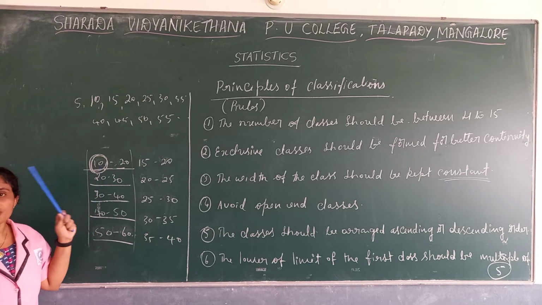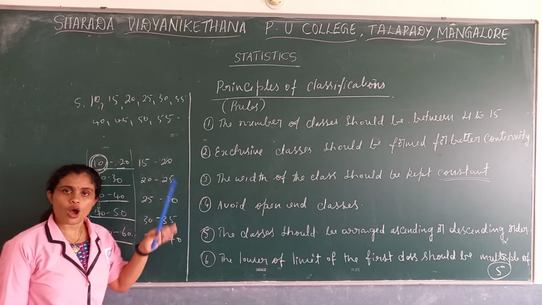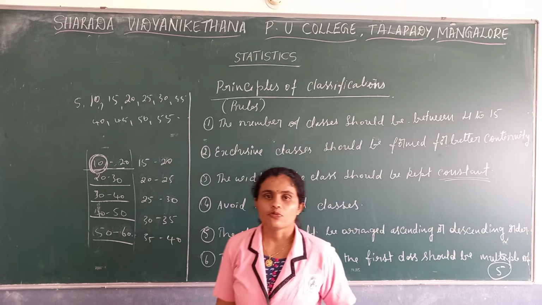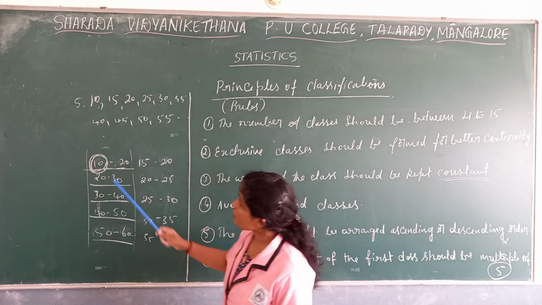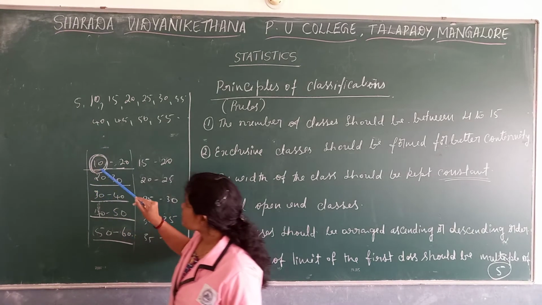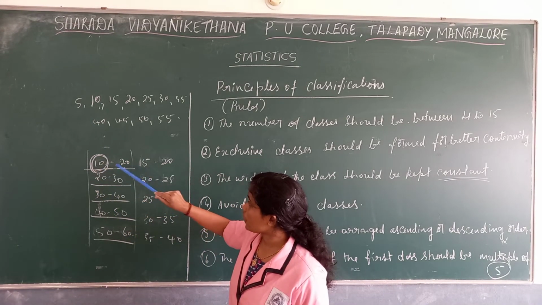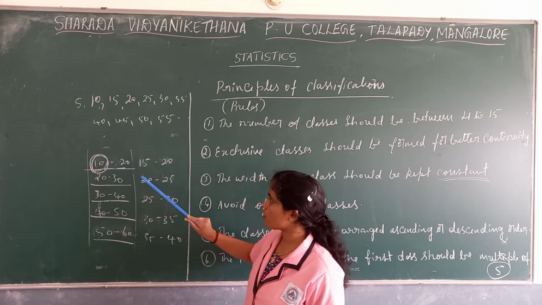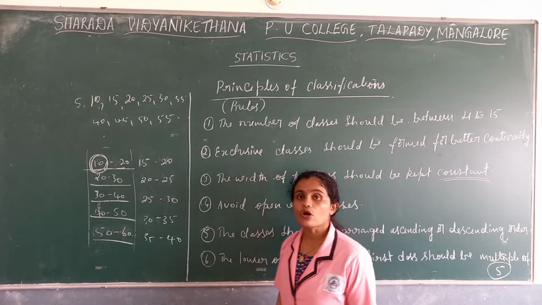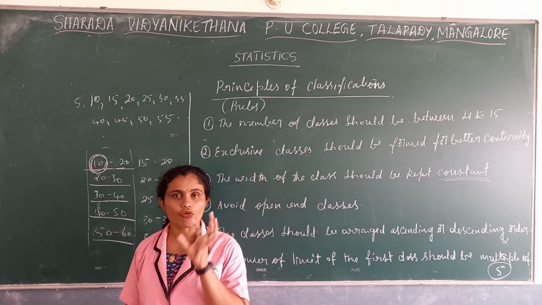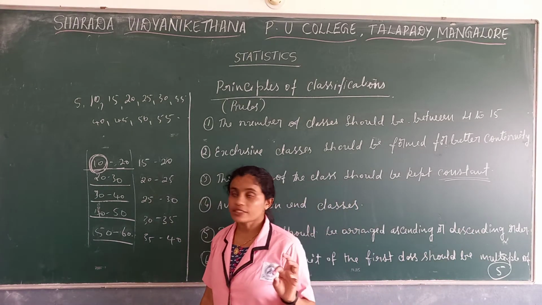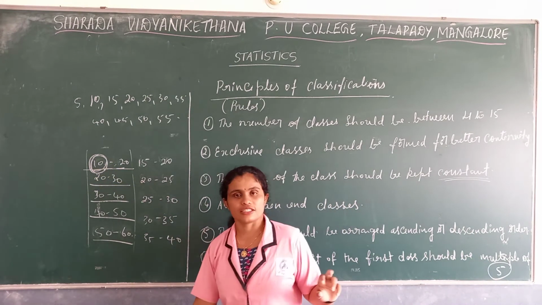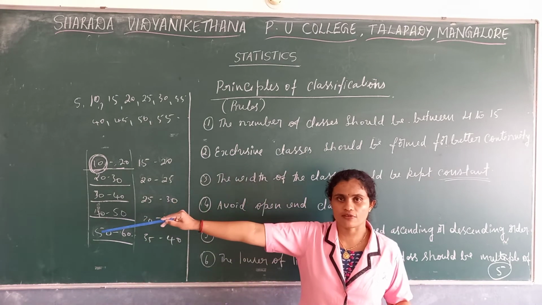So, the lower limit of the first class should always be a multiple of 5. We need to begin the class intervals from a multiple of 5. See, we have taken 10 to 20. We started from 10, it is a multiple of 5. We started from 15. So it should always be a multiple of 5. Please remember this. We need to start with a multiple of 5 when we begin the class intervals. Then it will go in that flow itself.